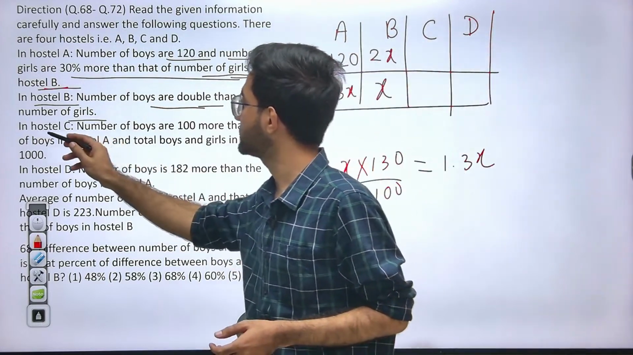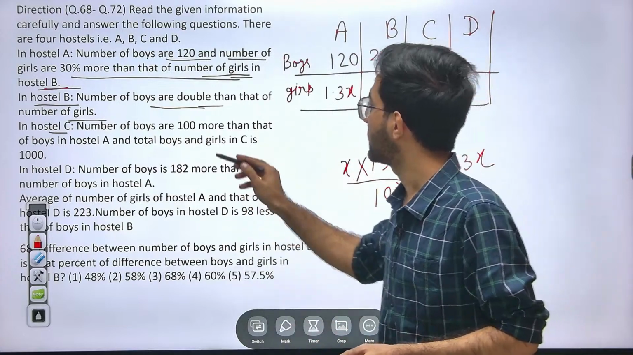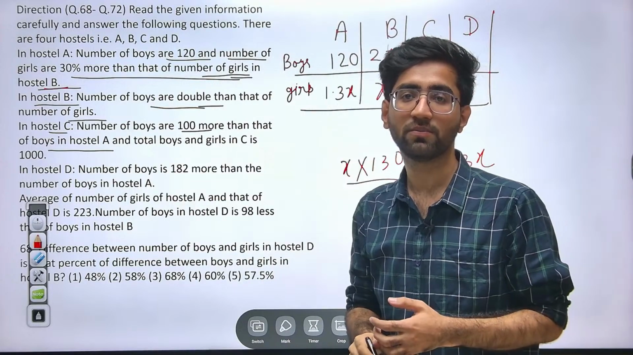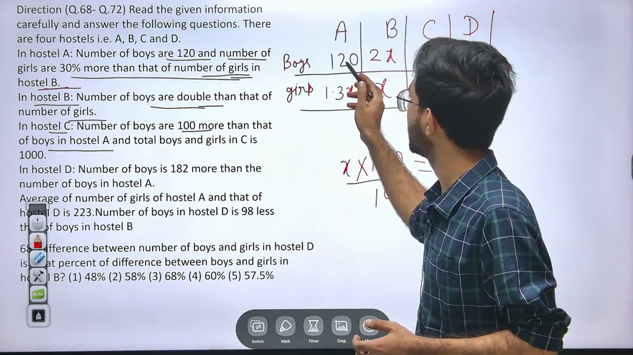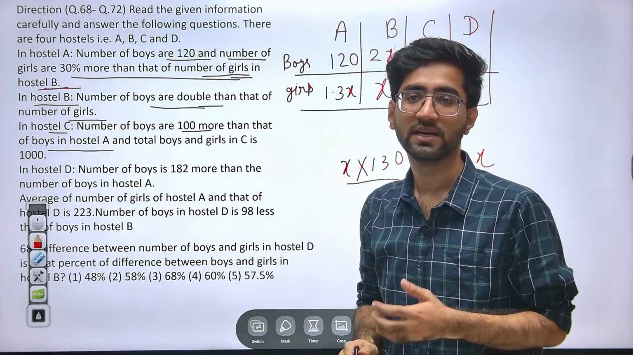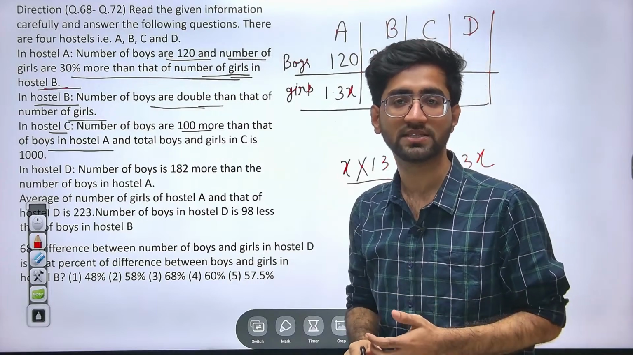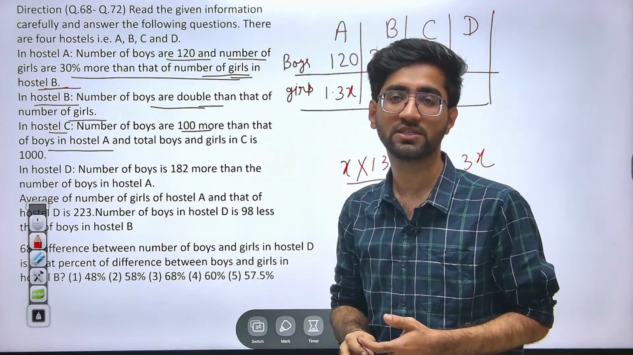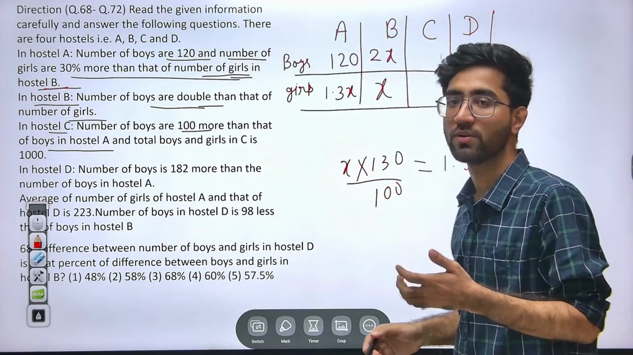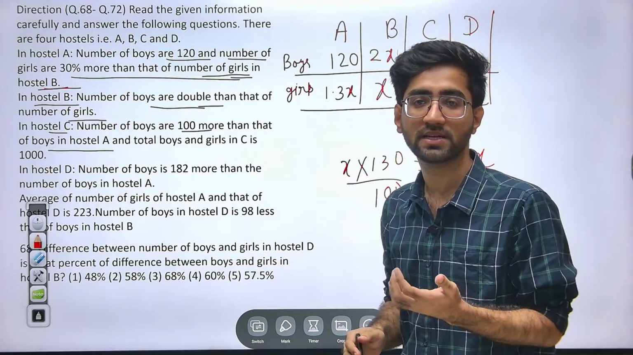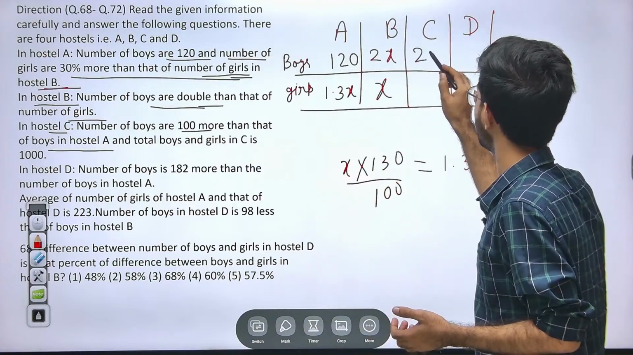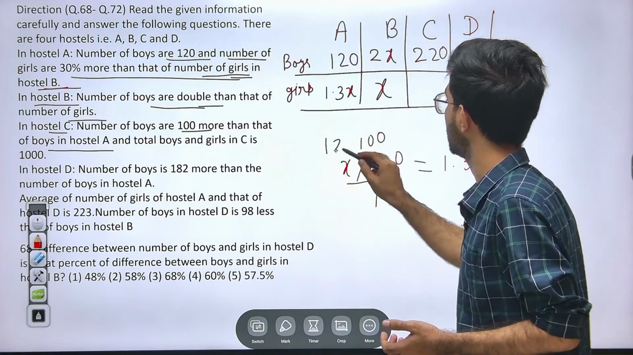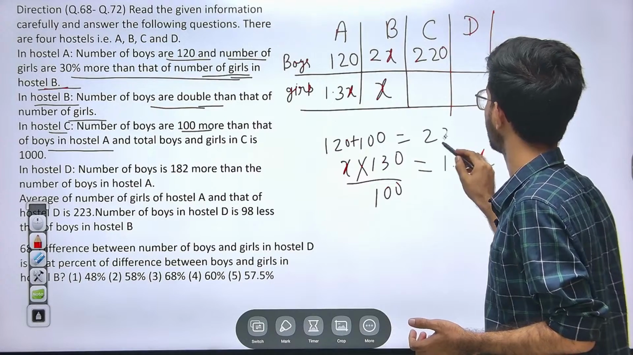Now if you look at hostel C, number of boys are 100 more than the number of boys in hostel A. Do we know the number of boys in hostel A? Yes, the number of boys in hostel A is 120, and it has been given that in hostel C, the number of boys is 100 more than that of boys in hostel A. So obviously this value is 120 plus 100. 120 plus 100 is what? Means that this value is 220. Simple. 120 plus 100, that is equal to 220.